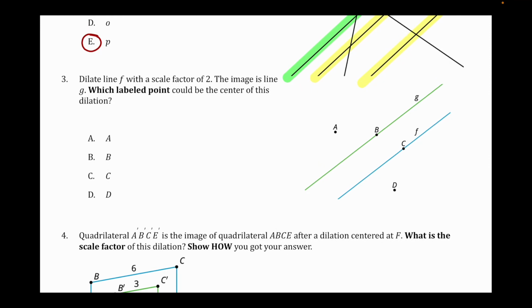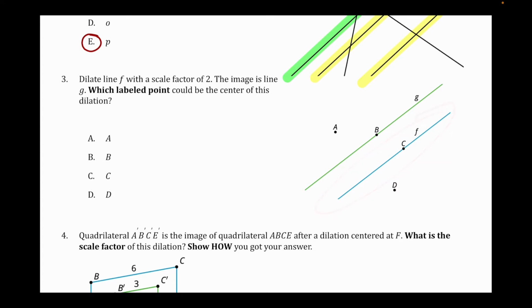So that brings us down to question 3. Question 3, they say dilate line F with a scale factor of 2, and the image is line G. So which labeled point could be the center of this dilation? Okay, so they're asking us A, B, C, or D, but line F. So line F is our original one here. This is our blue line.